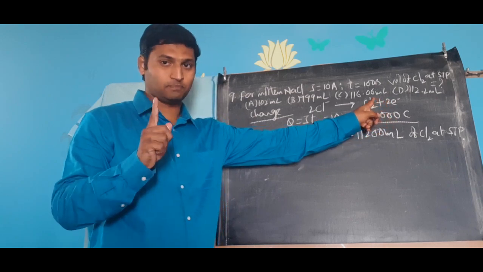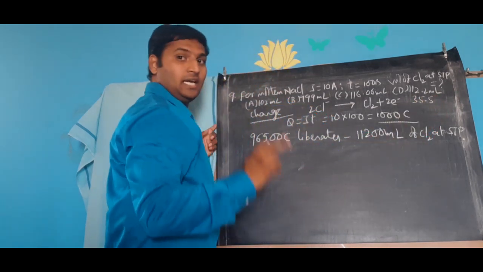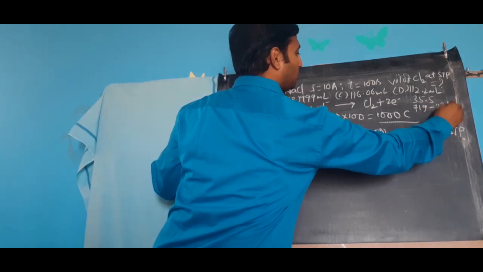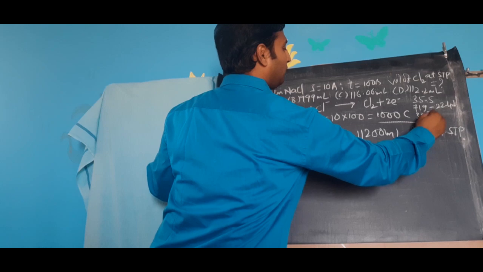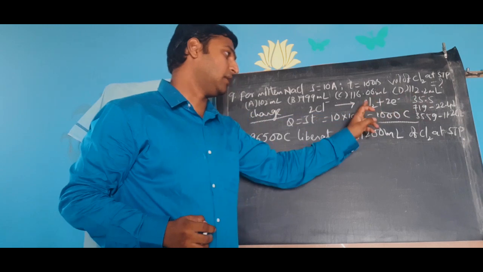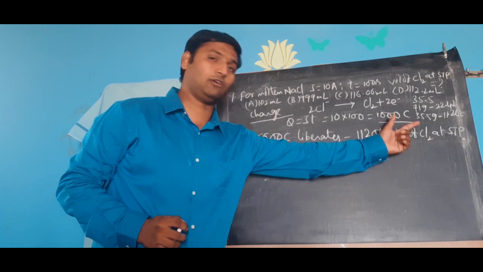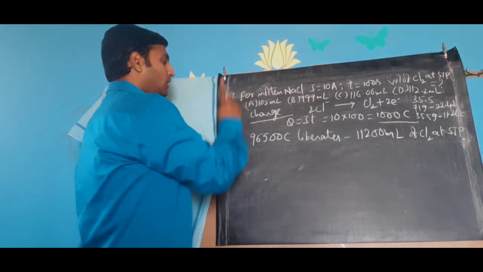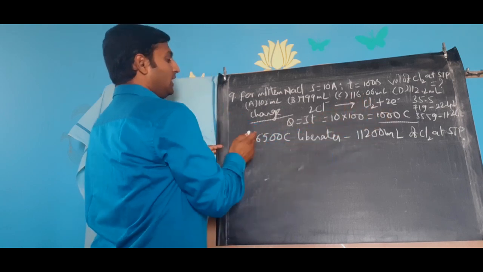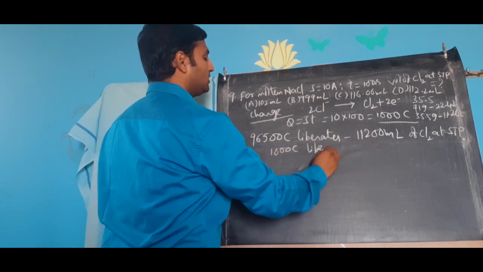That means valency is 1. So equivalent mass of chlorine is going to be 35.5 only. Now you know very well 71 grams of chlorine at STP occupies 22.4 liters. So 35.5 grams of chlorine at STP occupies 11.2 liters. So 35.5 grams is nothing but 11.2 liters. Therefore 96,500 coulombs liberates 11,200 ml of chlorine. Now we have established this. Now we know there is 1000 coulombs. If 96,500 coulombs liberates so much, 1000 coulombs liberates how much?